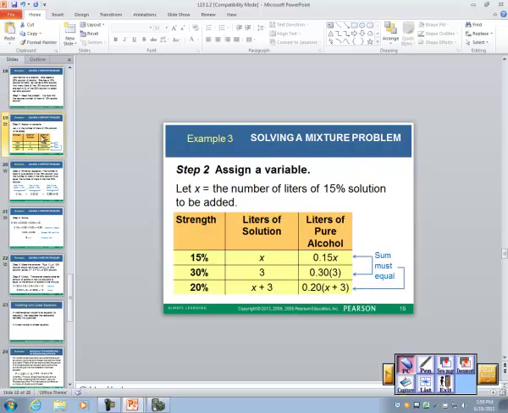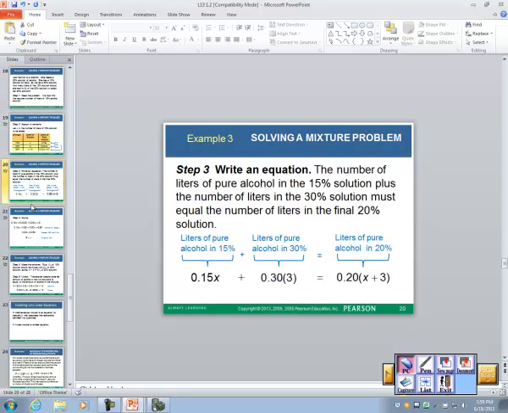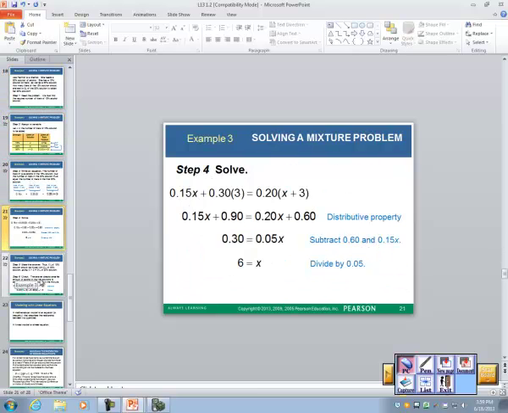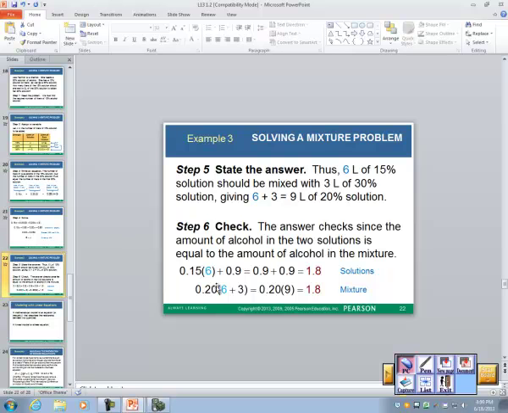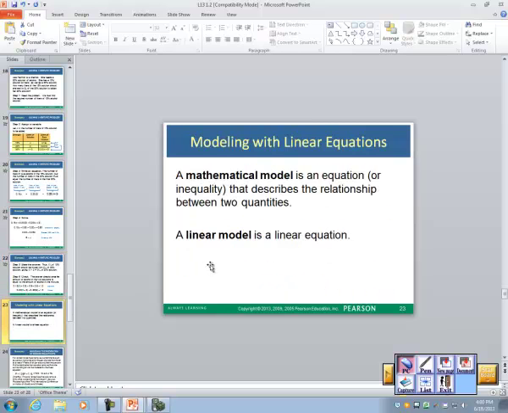Okay, and so if you wanted to go back and look at the PowerPoint notes, it all shows pretty much the same thing. And then here you just substitute 6 back into our equation, and both sides should get 1.8. Okay, a mathematical model is an equation or inequality that describes a relationship for two quantities. A linear model is basically, we know a linear equation makes a straight line, right?